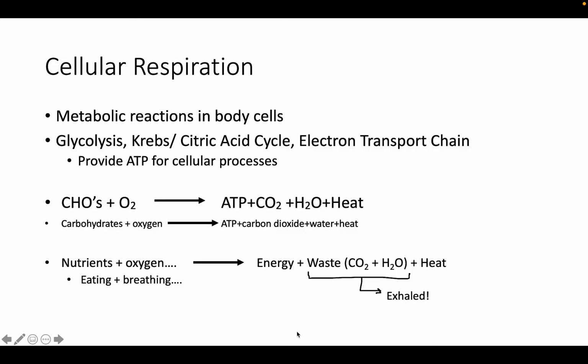So, just to touch on the aspect of cellular respiration and how it contributes to pressure gradients in blood. Again, cellular respiration is the metabolic reaction that is occurring in body cells. It's a cascade of events. Products from glycolysis are used in the Krebs and citric acid cycle, as well as in the electron transport chain. And these provide the majority of our ATP for cellular processes.